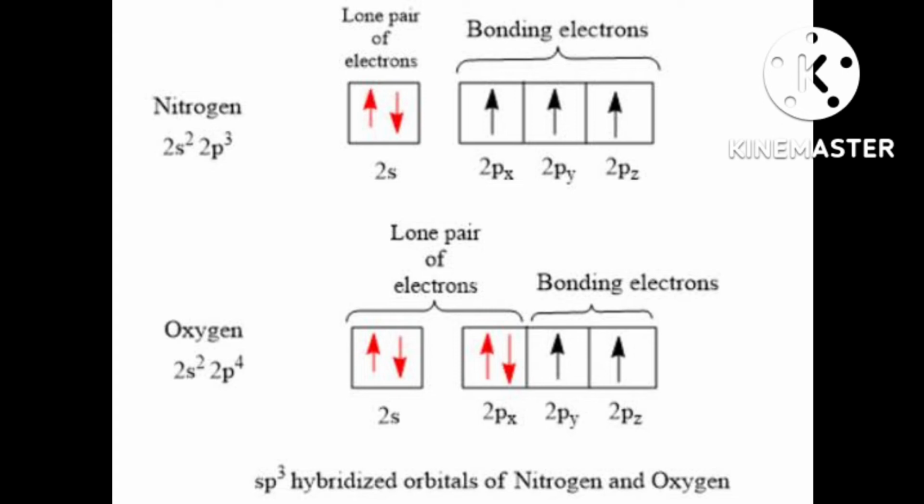Then this will be linear, 180 degrees. This type of hybridization is also known as diagonal hybridization. Now the two sp hybrids point in the opposite direction, not in the same direction. The two sp hybrids point in the opposite direction along the z-axis.